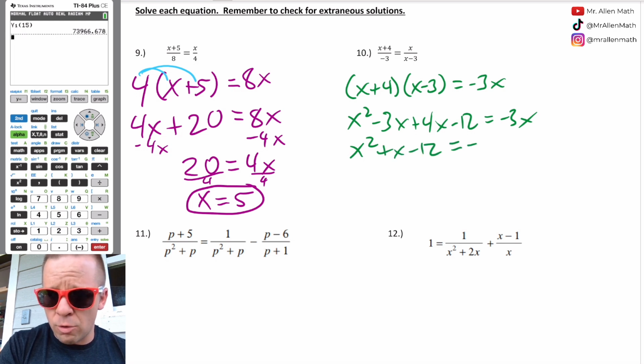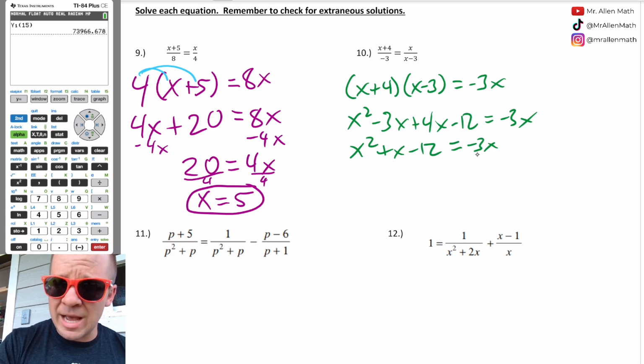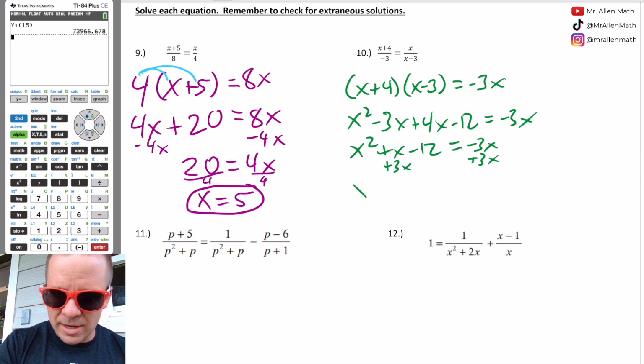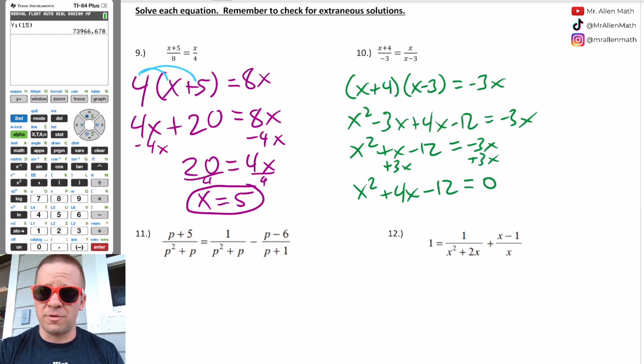Oh, my goodness. I have a quadratic here, guys. That's crazy. I'm going to have to factor. So we're going to add 3x on both sides here. Add 3x. So I'm going to get x squared plus 4x minus 12. At least I hope we're going to be able to factor, right? Because otherwise it's quadratic formula, baby. I don't want to bust that out. All right, we can factor this.